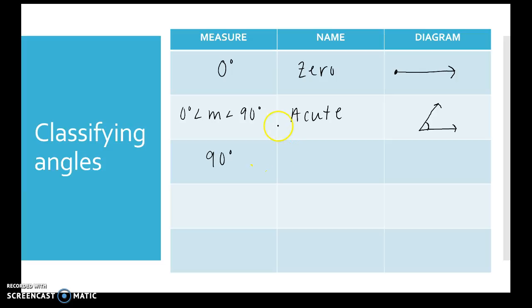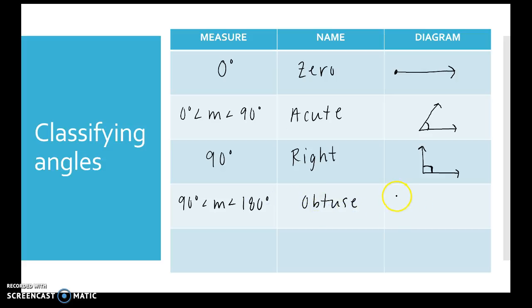A measure of 90 degrees, we've talked about this a lot. We know that that's a right angle. And if a right angle is formed, then those rays will be perpendicular. So we put our marking in there. An angle whose measure is between 90 and 180 degrees is known as an obtuse angle. And the diagram. So this measure in here would be greater than 90 degrees, but less than 180. Then our last classification is 180 degrees. This is known as a straight angle. And straight angles form a line.